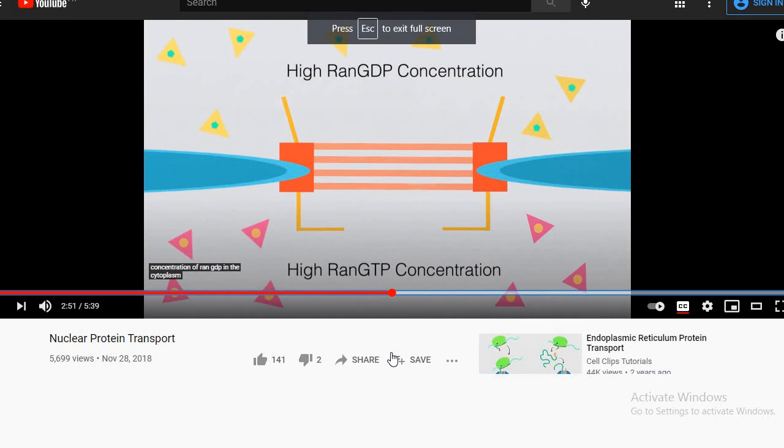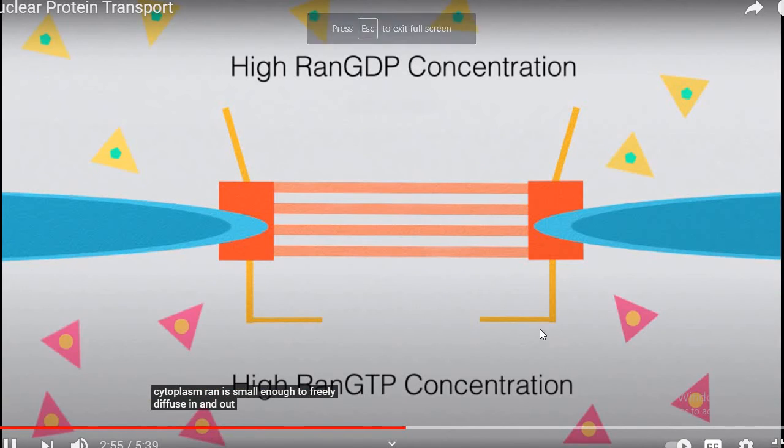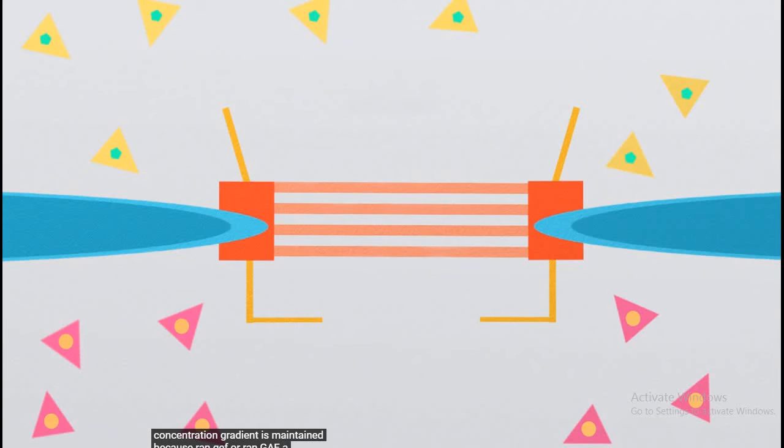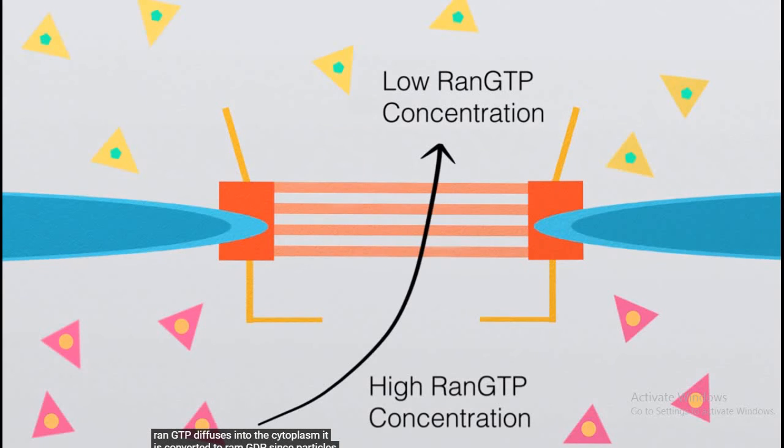RAN is small enough to freely diffuse in and out of the nucleus, but a concentration gradient is maintained because RAN-GEF, a protein that causes RAN to release GDP in exchange for GTP, is localized in the nucleus. So any RAN-GDP that floats into the nucleus immediately exchanges GDP for GTP. RAN-GAP, the protein that promotes GTP hydrolysis, is found primarily in the cytoplasm. So as soon as RAN-GTP diffuses into the cytoplasm, it is converted to RAN-GDP. Since particles diffuse from areas of high concentration to low, anything bound to RAN-GTP will diffuse out of the nucleus.